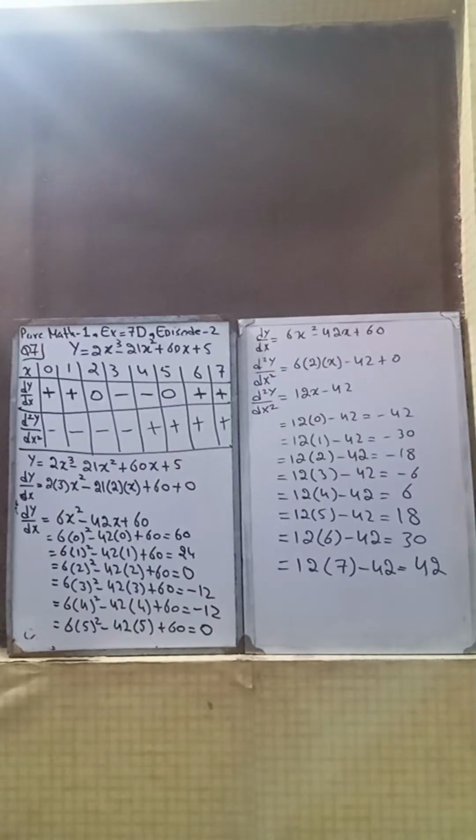This is how you will do question number 7. I hope you understand this. A very simple, straightforward question. So I hope you understand this. This is question number 7. This is exercise 7D. This is the second episode we are doing on this exercise 7D. This is the Pure Mathematics 1 course book. Okay.